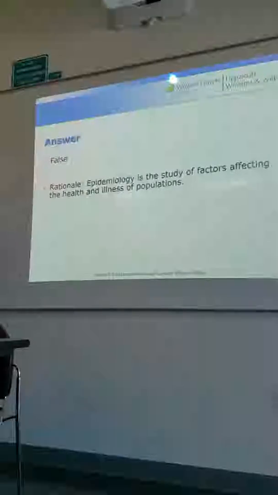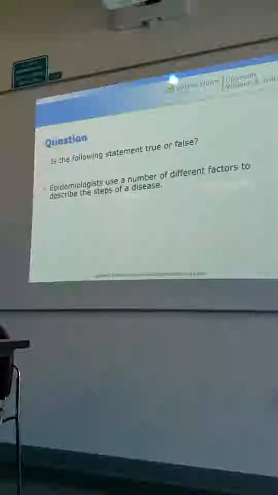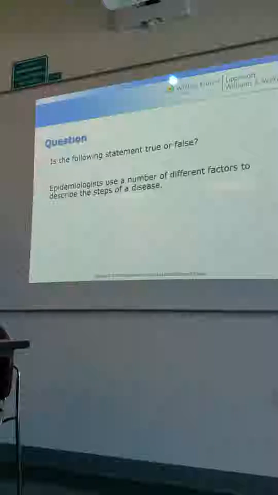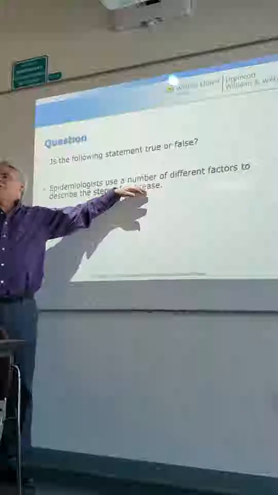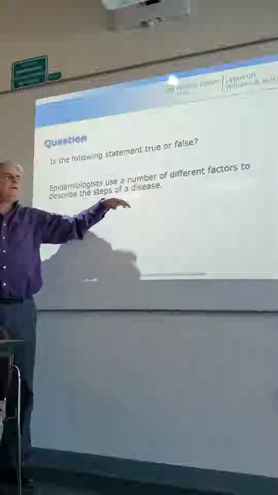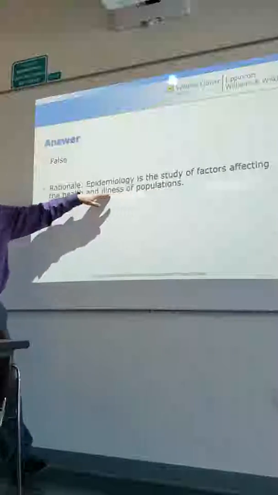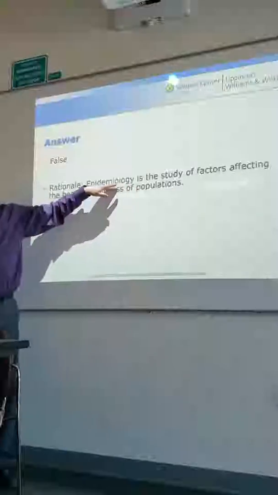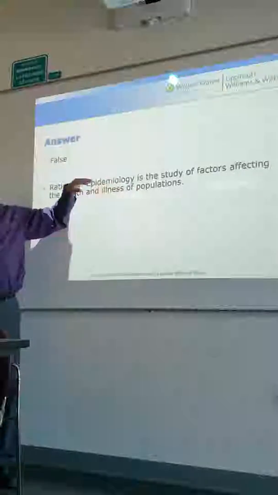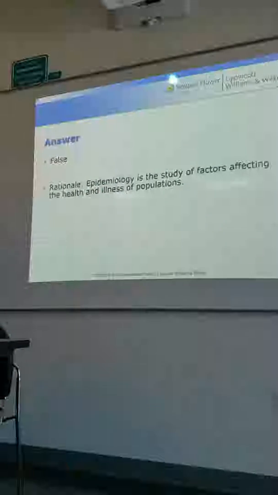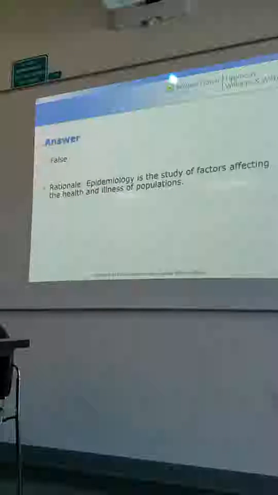False. Epidemiology is the study of factors affecting the health and illness of populations. So the key word there is populations, correct? There's a number of different factors to describe the steps of the disease. Epidemiologists aren't looking at the disease itself, they're looking at what? Factors, how it affects populations, not the disease, but the people. These aren't clinicians or researchers asking how do I treat this. They're looking at how the disease progresses in a population. Kind of tricky.